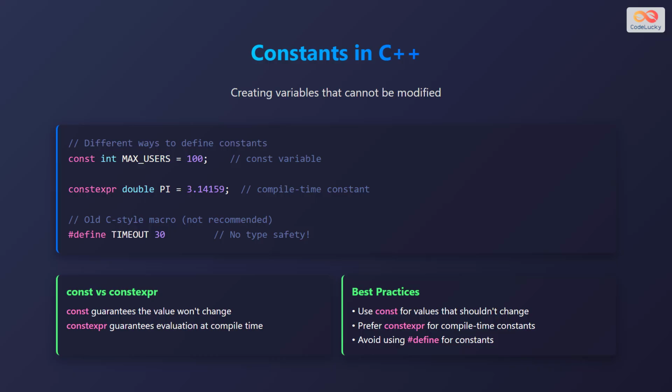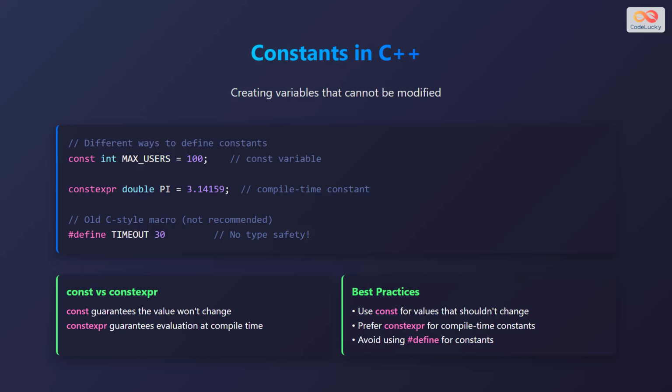C++11 introduced compile time constants using the constexpr keyword. For example, constexpr double pi = 3.14159. This declares a compile time constant double variable named pi with the value 3.14159.